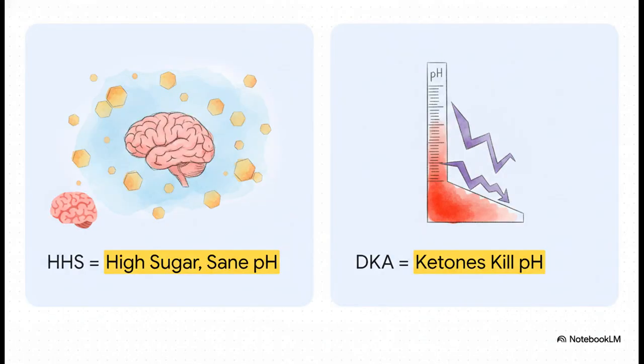Need a quick and easy way to remember this when you're stressed out during a test? I got you. For HHS, just think high sugar, sane pH. The pH is normal, it's sane. For DKA, think ketones kill the pH. The ketones cause the acidosis and kill that pH. Simple, effective, and it'll save you on an exam.